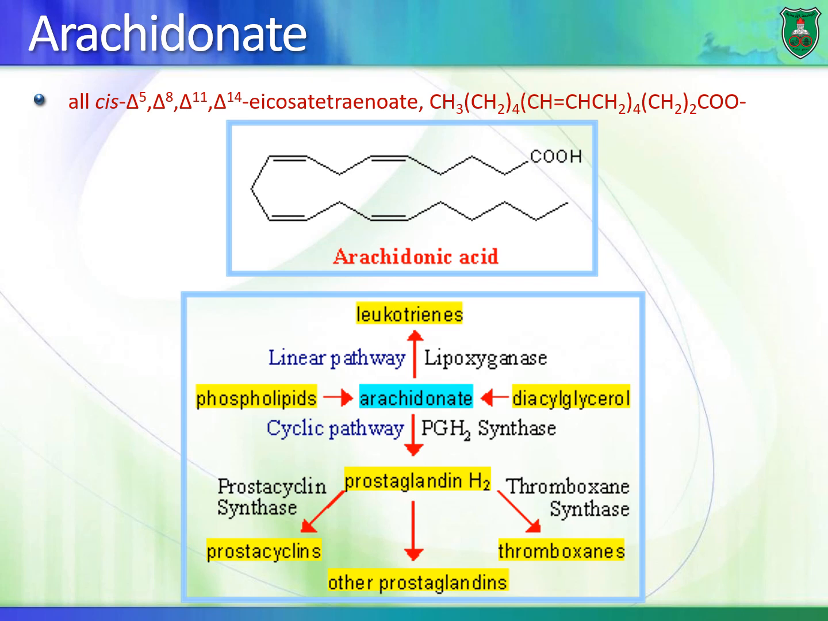They belong to arachidonic acid. So they are derived from arachidonic acid, a 20 carbon fatty acid. Now, arachidonic fatty acid is a precursor for other important eicosanoids, that is 20 carbon molecules, including leukotrienes, prostaglandins, prostacyclins, and thromboxanes.